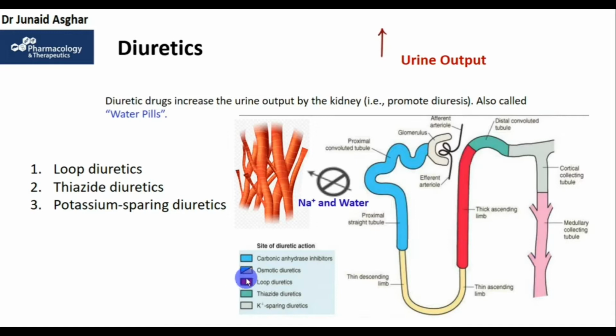Now, although there are 5 different classes of diuretic agents, including carbonic anhydrase inhibitors, osmotic diuretics, loop diuretics, thiazide diuretics, and potassium-sparing diuretics, only 3 of them, including loop diuretics, thiazides, and potassium-sparing diuretics, are used in the treatment of hypertension.